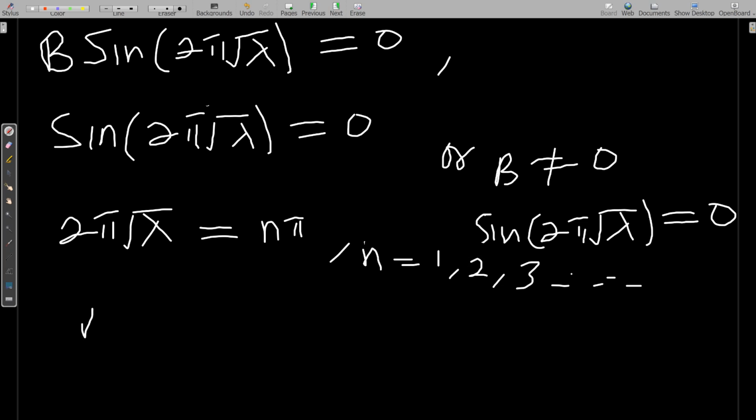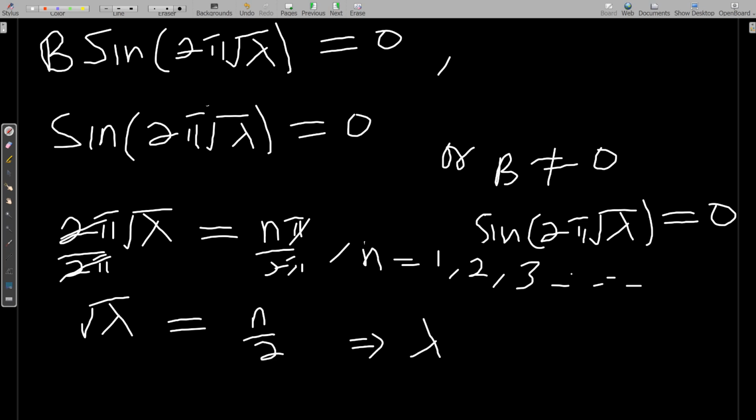So my square root of lambda should be equal to, after dividing through by 2 pi on both sides, so that this will cancel this, and pi will take pi away, I'll have n over 2. This implies that my lambda will be equal to n squared over 4. I have to square both sides. That's my lambda, and in this case n is equal to 1, 2, going on, that is the positive integers.